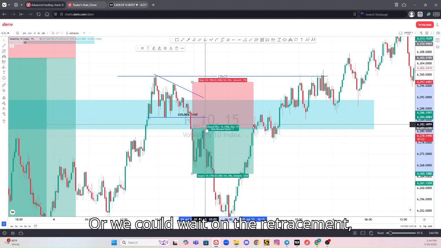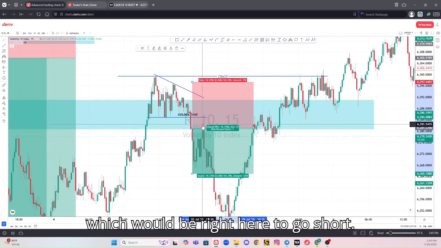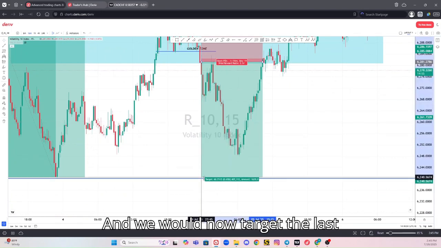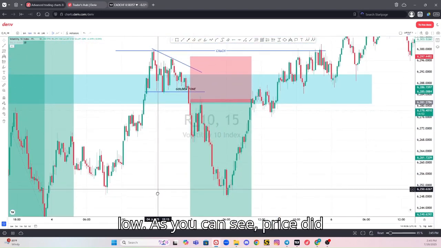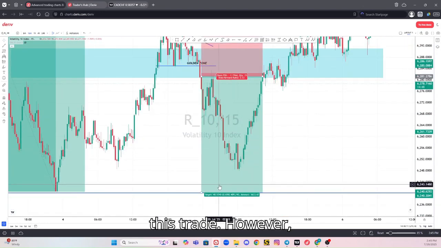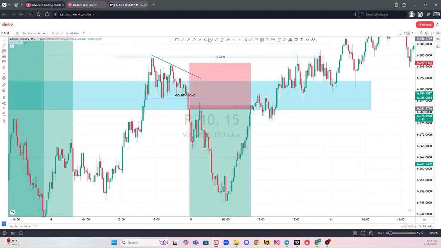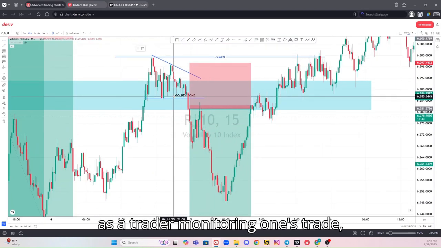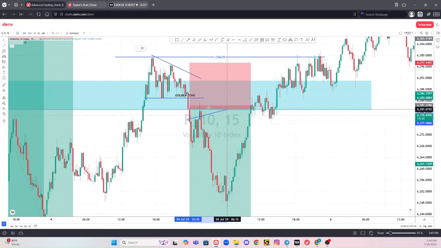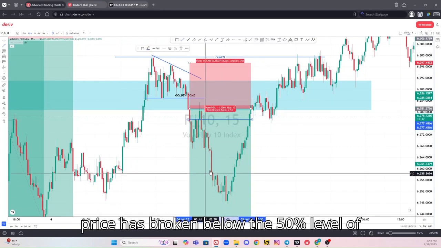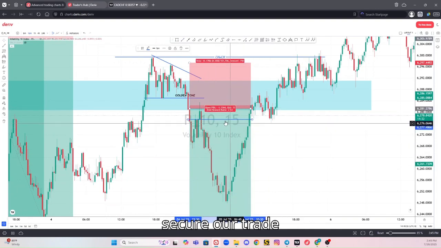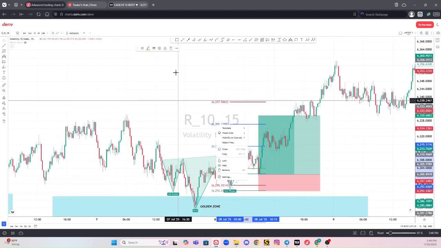Or we could wait for the retracement, which would be right here, to go short. And we would now target the last low. As you can see, price did not hit the last low in this trade. However, as a trader monitoring one's trade, putting our trade at break even once price has broken below the 50% level of our trade would secure our trade on this.